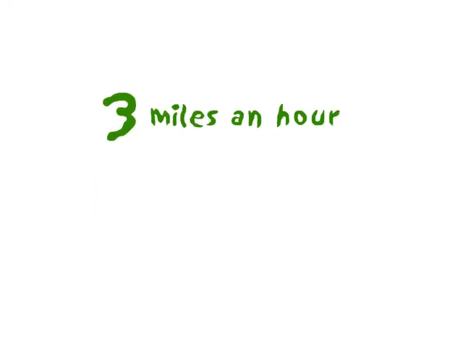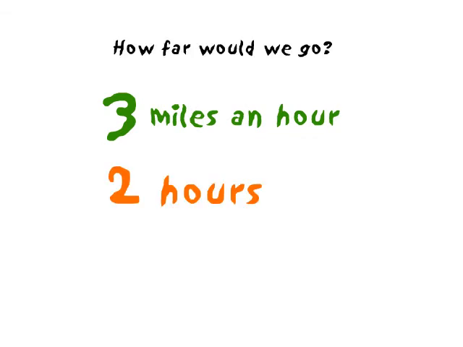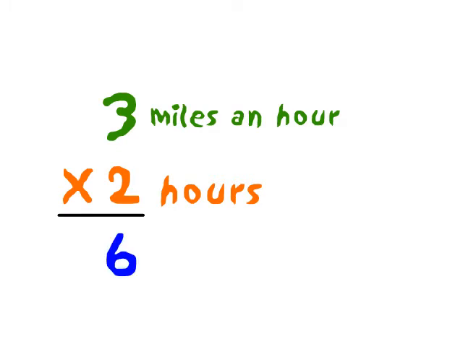Now, here's a question for you. Suppose you were to walk for 2 hours. How far would you go? Well, you'd be walking 3 miles 2 times. So that's 2 times 3, which is 6. 6 miles. And that's how times gets into all this.